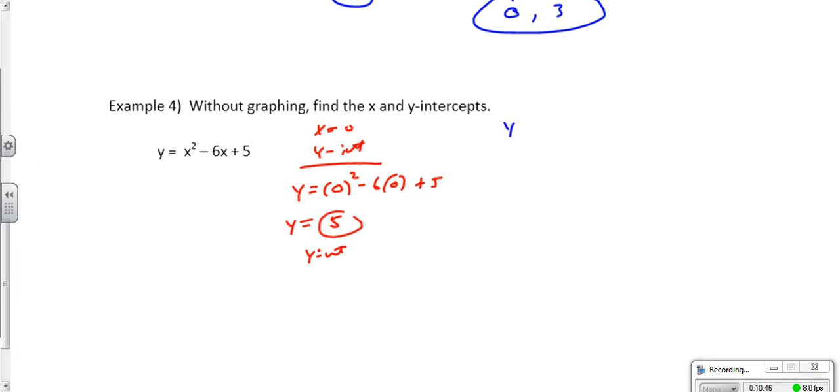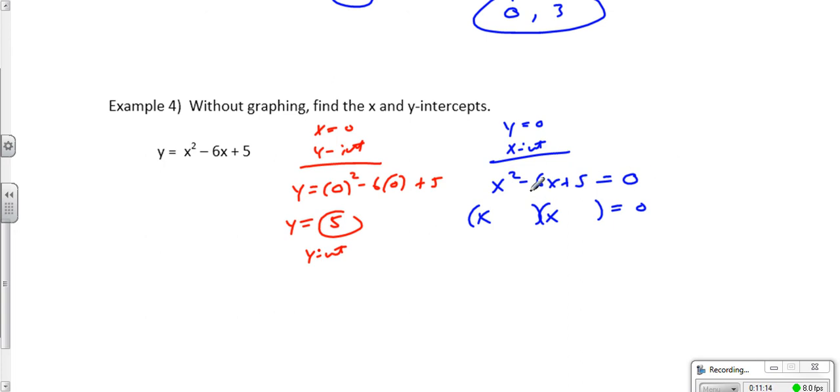If I say y is equal to 0, I'm going to find the x-intercepts. So I'm going to write this again in a different order. Instead of saying equal y, I'm going to say equal 0. So I need to change this trinomial into two binomials being multiplied so that I can use the zero product rule. So factoring, and a lot of us were very good at this last unit.